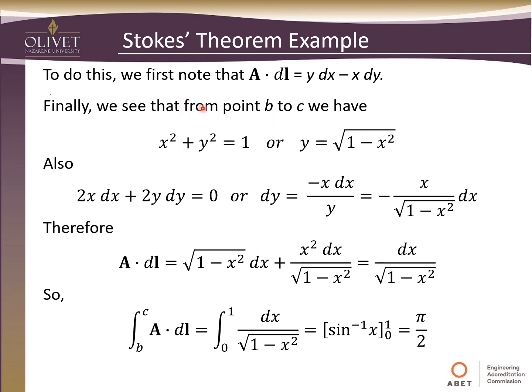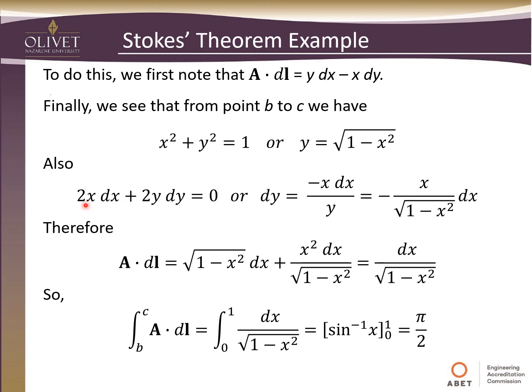So we want to now continue with our analysis here. And so finally, we've got that final path from B to C. Remember, we have that defined by this unit circle, x squared plus y squared equals 1. We can solve this for y, which gives us y equal to the square root of 1 minus x squared.